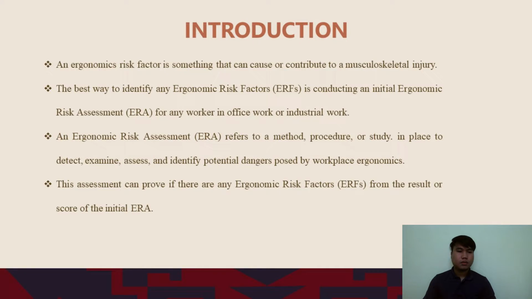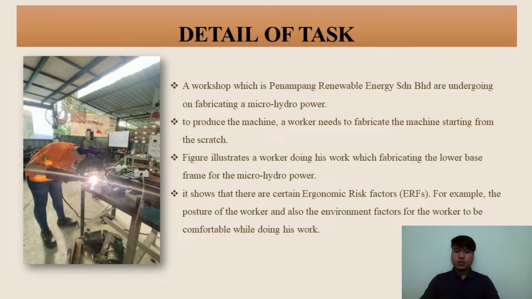This assessment can prove if there are any ergonomic risk factors from the result or score of the initial ERA. For the detail of tasks, we chose a workshop, which is Penampang Renewable Energy Sindiran Berhad. They are fabricating a micro hydropower. To produce the machine, a worker needs to fabricate the machine starting from scratch. Based on the figure, a worker does his task, which is fabricating the lower base frame for the micro hydropower. It shows there are certain ergonomic risk factors, for example the posture of the workers, and also the environment factors for the workers to be comfortable while doing his task.